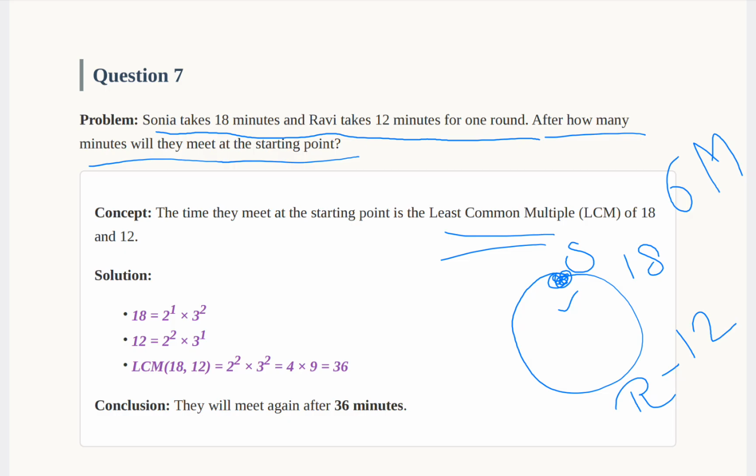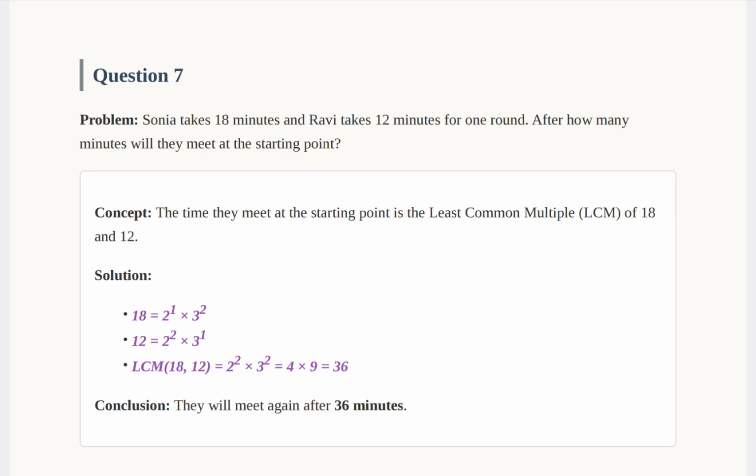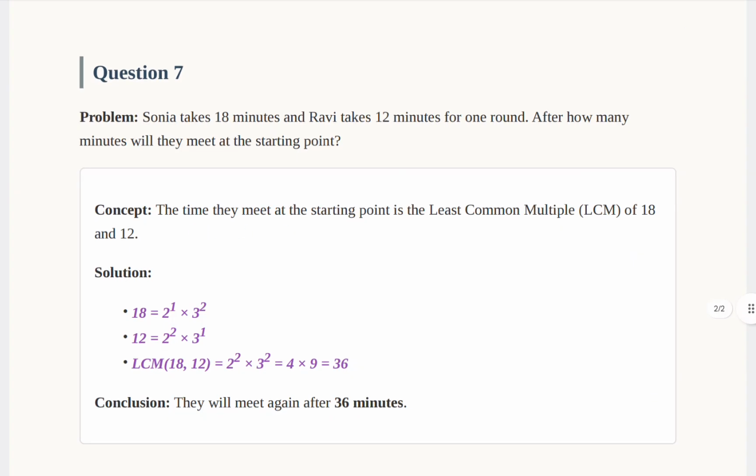Now we will solve this question. So what is the concept behind this question? See here, the time they meet at the starting point is the least common multiple.